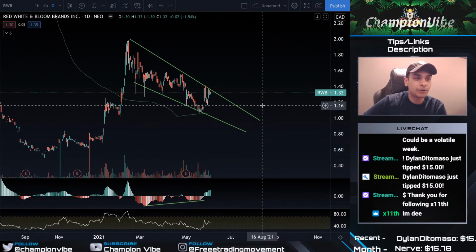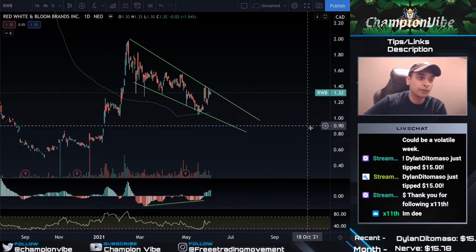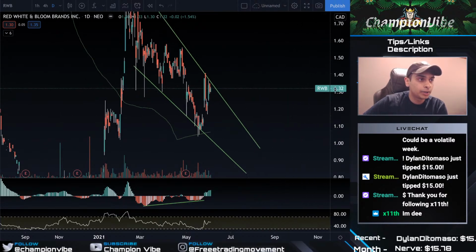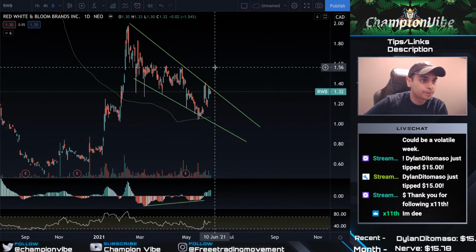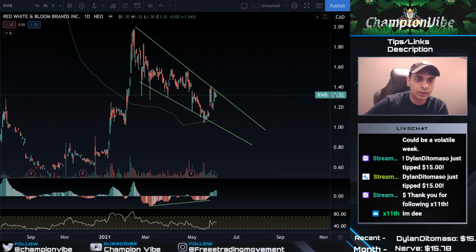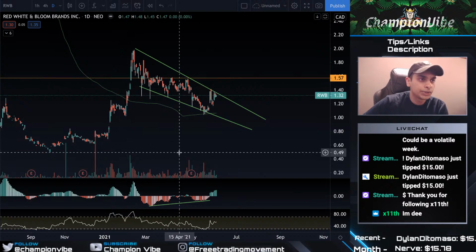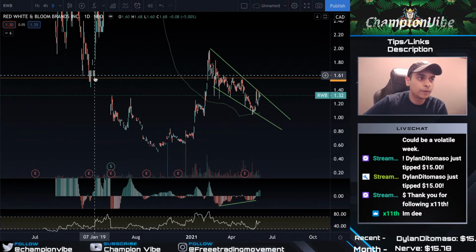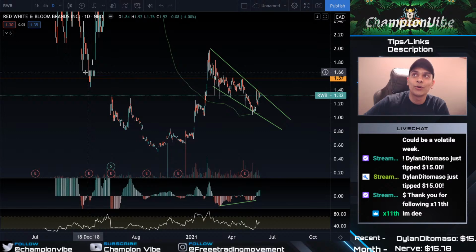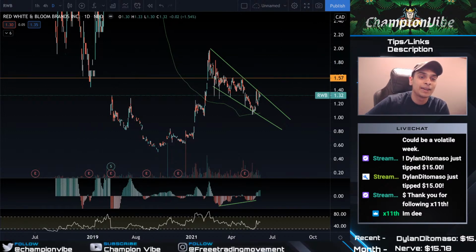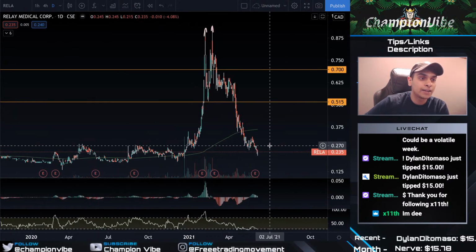There is a small gap to fill to the downside at 116, so you definitely don't want to start pulling back, but it doesn't look like it has the most volume. Is this an OTC? I don't think so. So that's how I'm looking at RWB. Resistance at 157 as well. I don't even know if you can count that, but it was a support over here on these gappy candles. And then the next one is RELA.